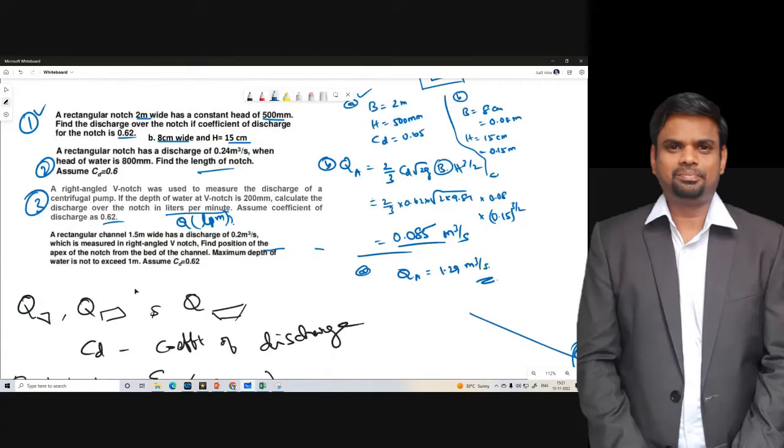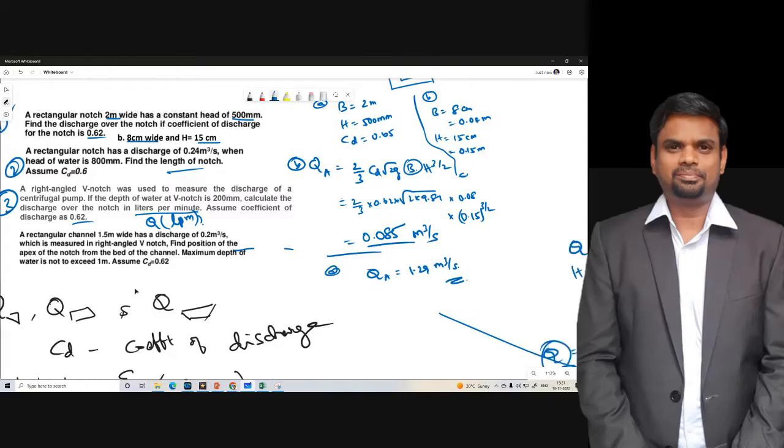A Q value is given. Okay, the question is to find the Q value. It is given that it is a right angled V notch, that means theta is equal to 90 degrees. So theta is 90 degrees is given, and we will be able to solve this easily now.